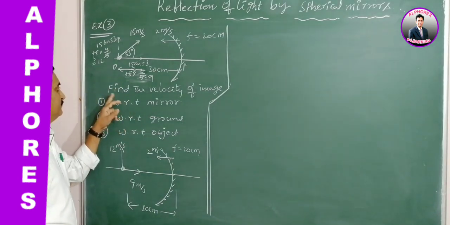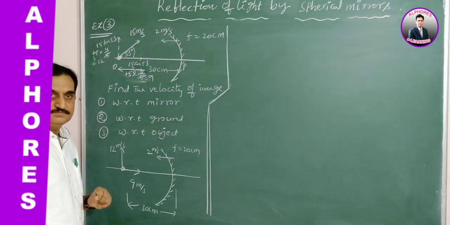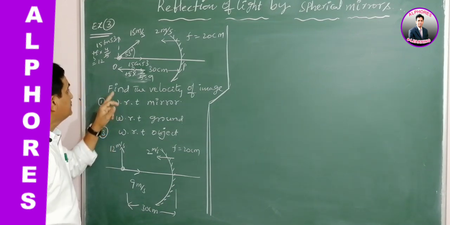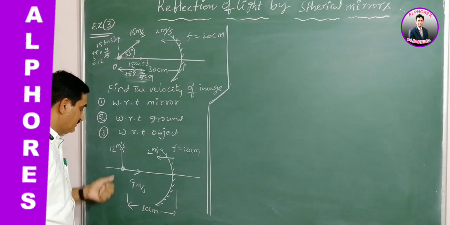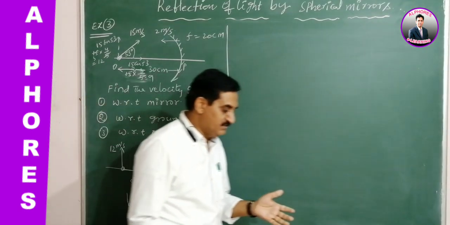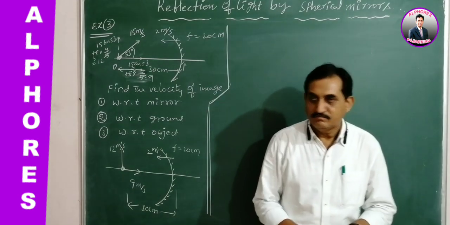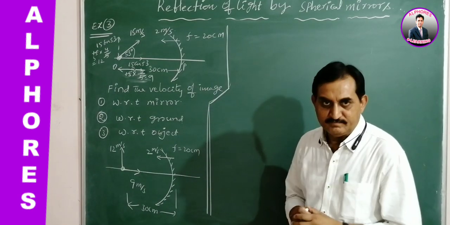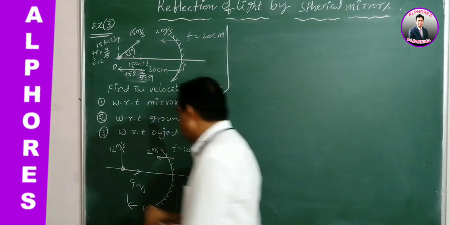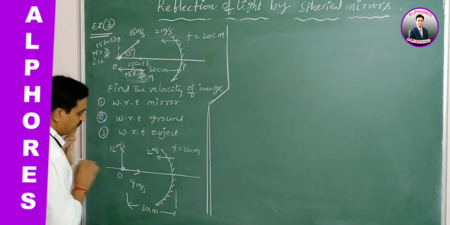Velocity of image with respect to mirror. For that, there are 2 components actually. Earlier we restricted to only one component, x or y, but here both components are there. So first we develop the velocities of object and mirror in vector form.